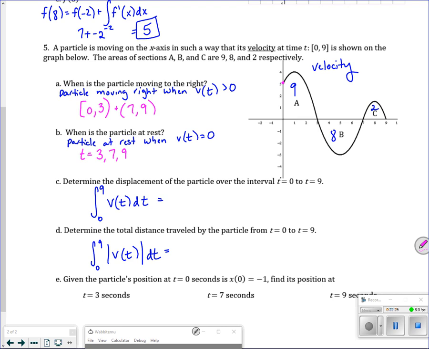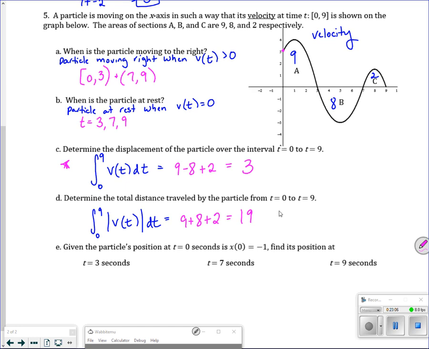So with letter C, again, those negatives are a really big deal. The 9 is above, the 8 is below, and the 2 is above. So the displacement is going to be 3, meaning he's moved 3 units to the right. Okay? Whereas the total distance traveled, you're just going to add up all those areas. He traveled a total of 19 units.